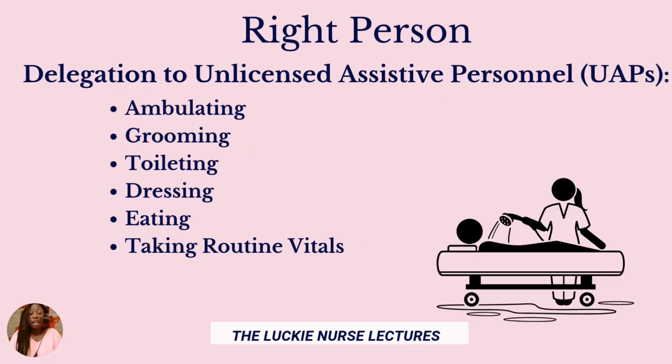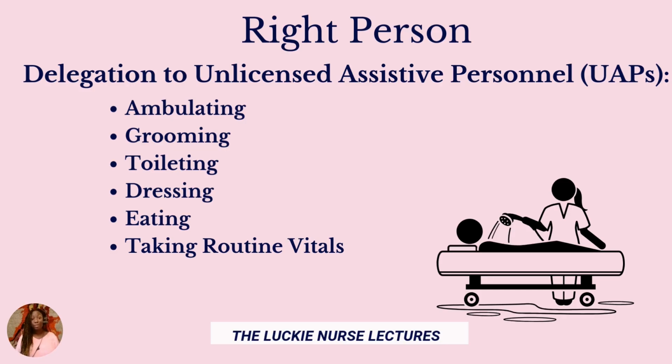So now we're moving down the line of right person to UAPs, which are unlicensed assistive personnel. So everything on this list is for patients that are stable. RNs should not delegate tasks that need to be done on unstable patients because, again, if there's a change in status for the patient, the nurse needs to know immediately. So it's risky to delegate even the most basic tasks to someone that is considered unstable.